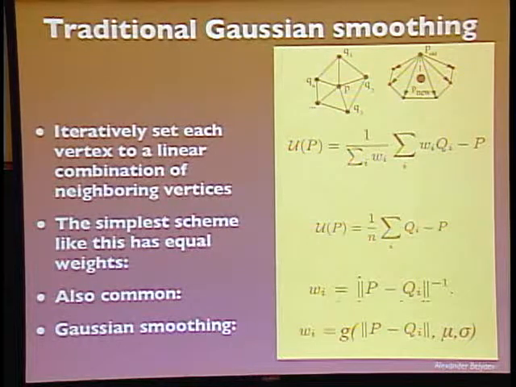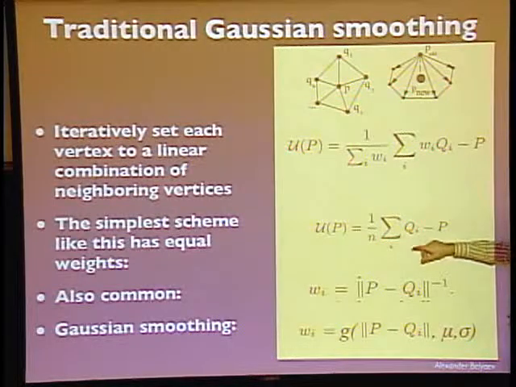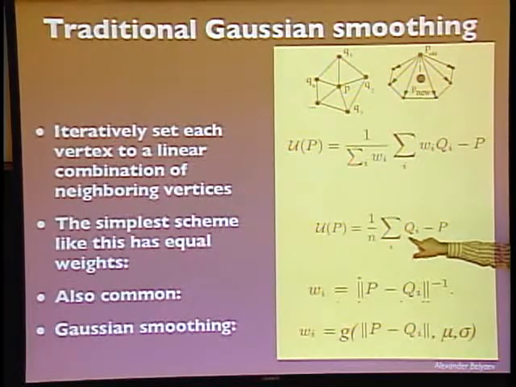Well, in the simplest case, you really do want to move P to the exact central position in between all the other Qs. And for that, all you would do is simply take a not weighted combination, just a straight average of the positions of Q.